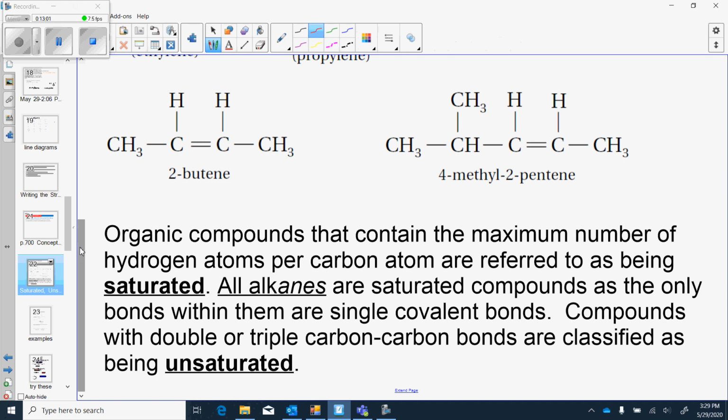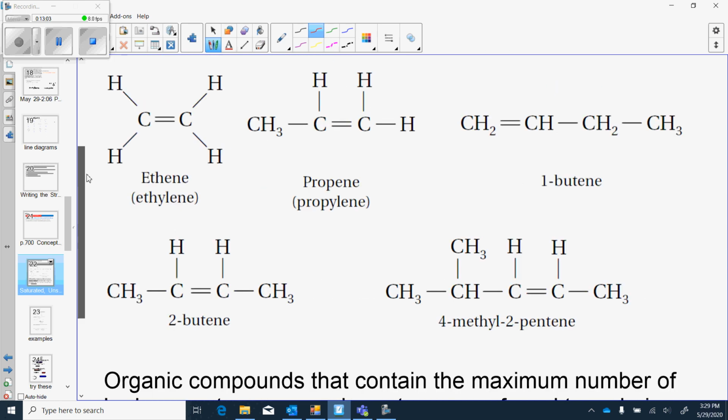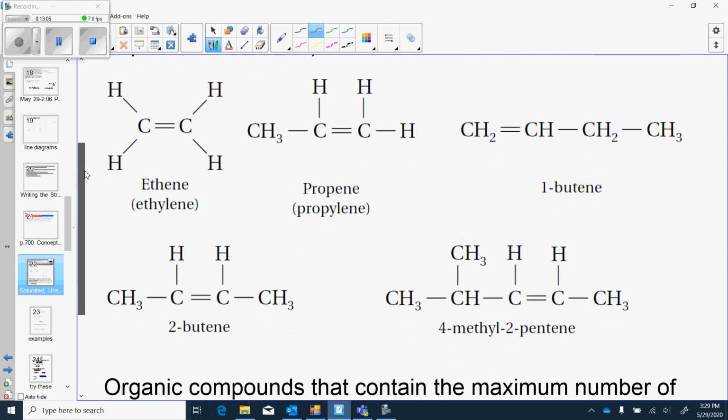So let's take a look at some of these examples up here. These examples might look a little different to you. And if you're saying, well, they look kind of similar, Miss Ryan, but what's this equal sign here? This is not an equal sign. This is actually 2 horizontal lines. It's representing a double covalent bond. And that's what makes alkenes special. These aren't alkanes because they have a double bond. If this was a single line, these would be alkanes, and we know how to name those now.